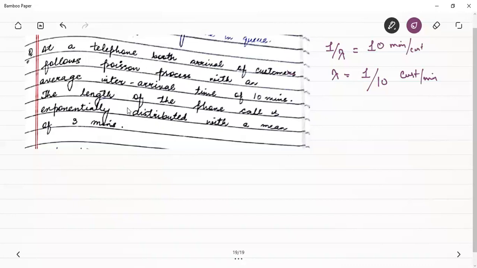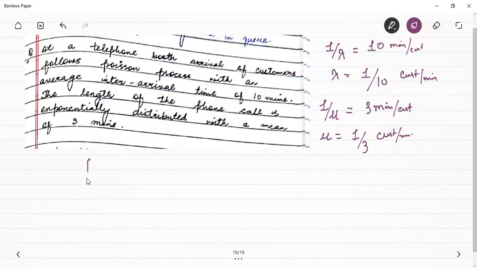Okay, service is the phone call. So the length of the phone call is exponentially distributed with a mean of 3 minutes. So again, it is not the service rate, but it is the inter-service time, which is 1 by mu, which is equal to 3 minutes per customer. Okay, 3 मिनट के बाद एक एक कस्टमर को सर्विस मिल रही है. Okay, so this is the inter-service time. So the service rate will be the reciprocal of this, that will be equal to 1 by 3 customers per minute.